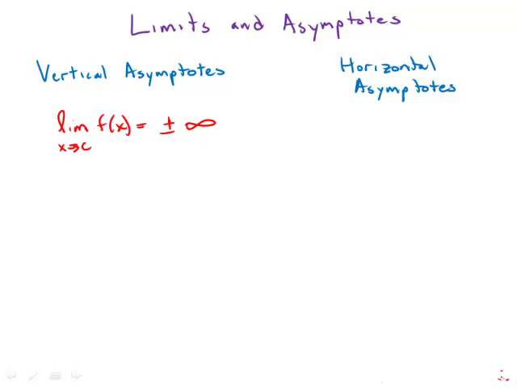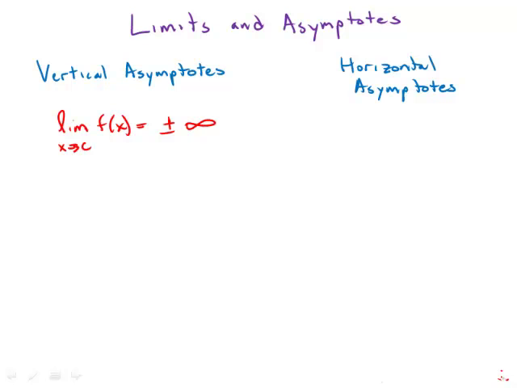And of course, what that means is that as x gets closer and closer to c, the output of the function gets arbitrarily large. We can make the function as large as we want by getting as close as possible to c. And so that would be a limit of infinity or negative infinity.